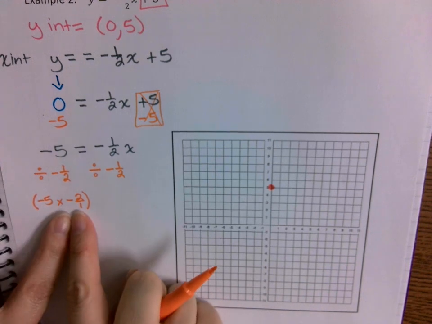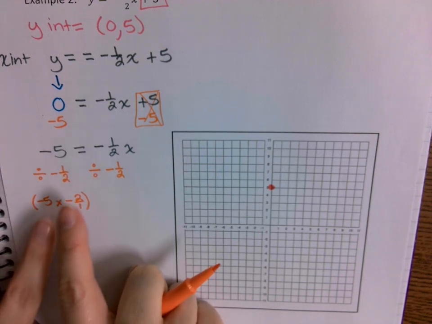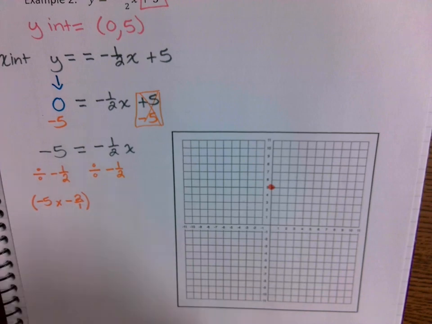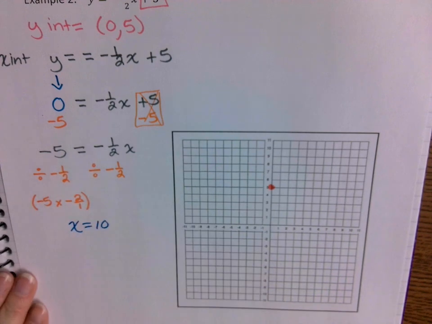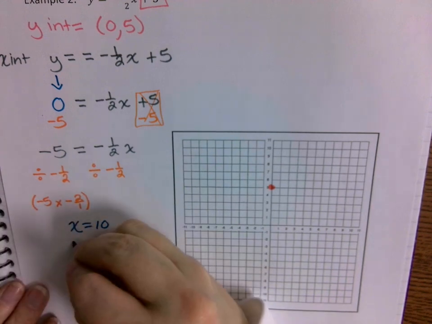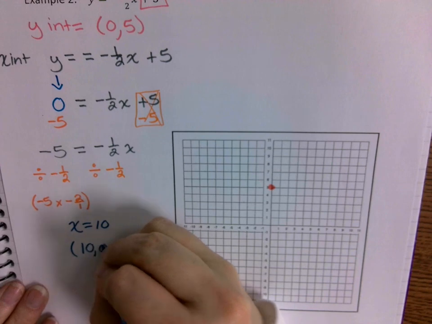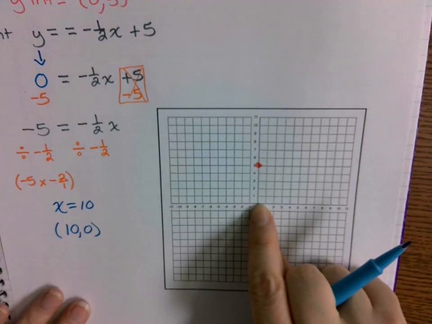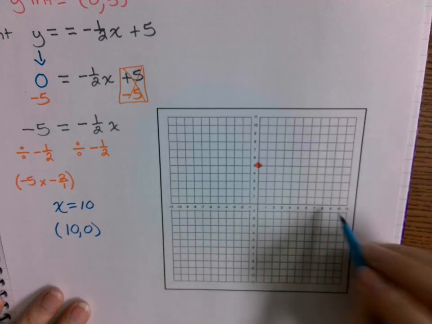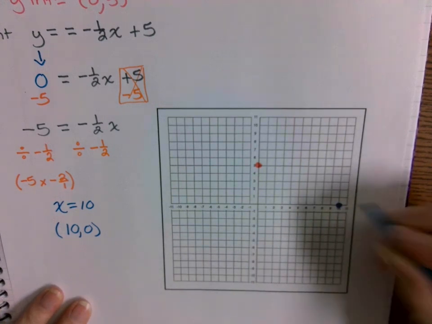What's a negative times a negative again? Positive. So this is going to come out to a positive 10. So everyone should have gotten that x is equal to a positive 10. And as the point, that would be written as 10, 0. So that means we're starting at the origin, and we're going to go 10 spots to the right and graph that line. What kind of slope is it?